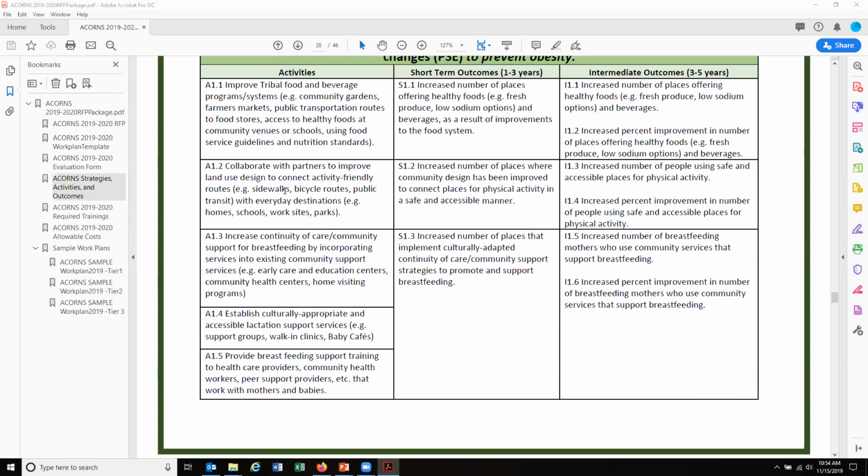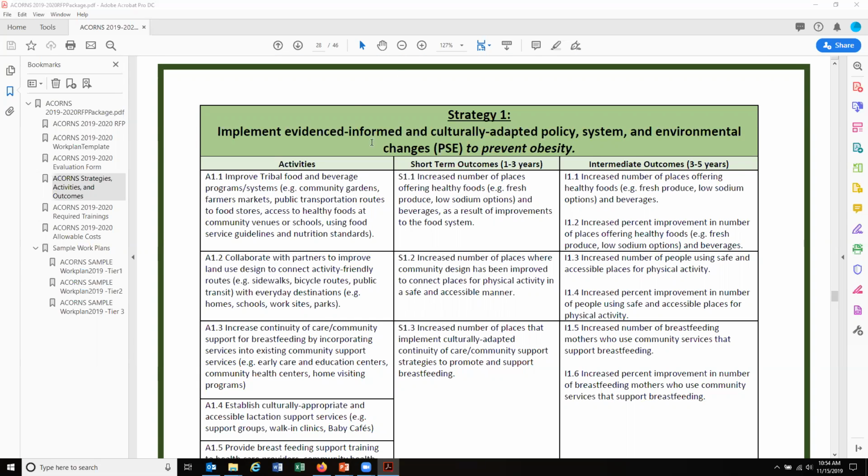There are several activities associated with each strategy. The next column is your short-term outcomes. These are your 1 to 3 year outcomes, so things that could be accomplished in about 1 to 3 years. And each activity has an associated short-term outcome if you just go all across this table. So this outcome is increased number of places offering healthy food. So if that is our ultimate outcome, think about how you would implement this food and beverage program or activity in order to meet that short-term outcome.